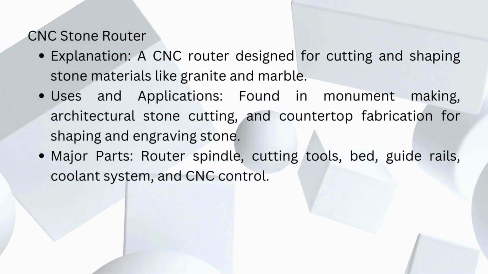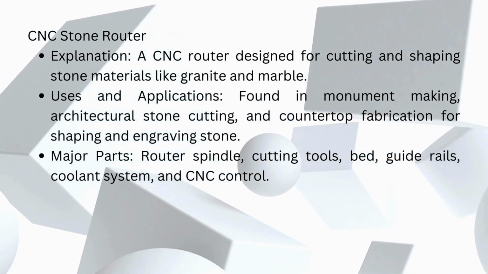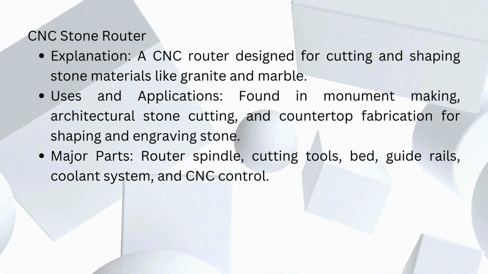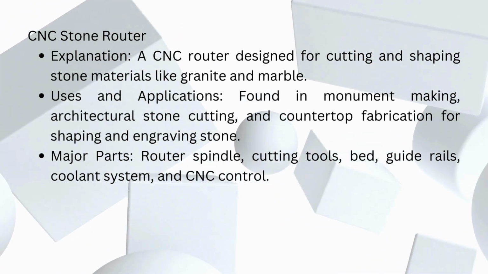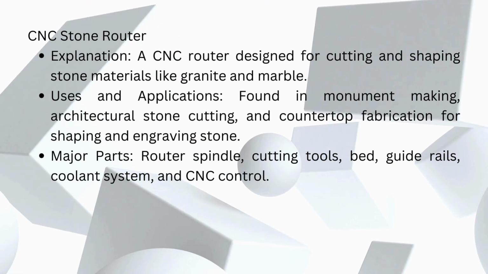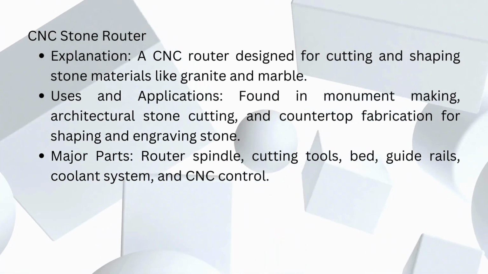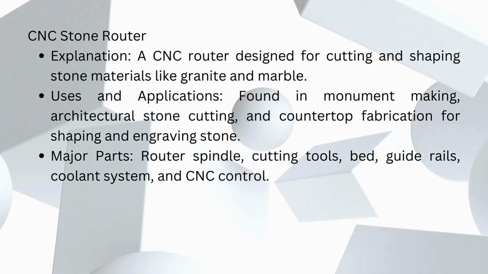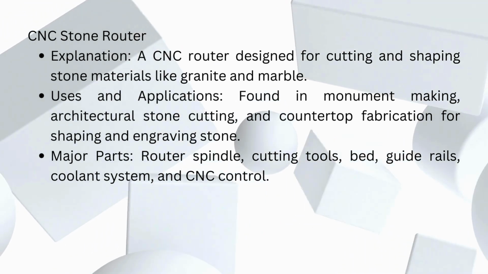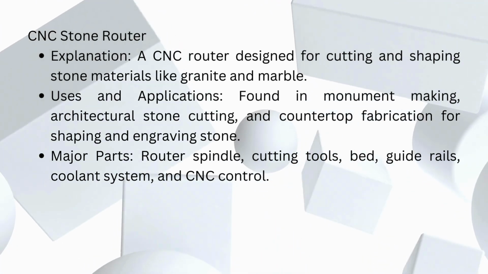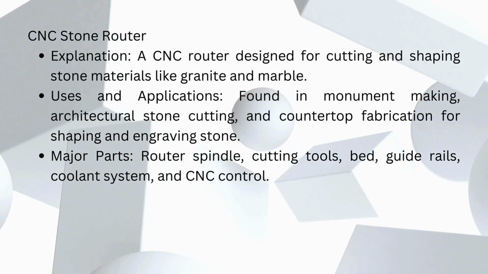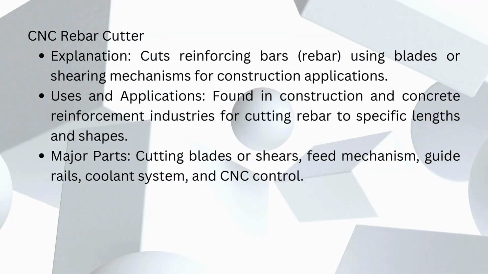CNC wire bender. Explanation: bends wire materials into shapes and profiles using programmable bending heads. Uses and applications: used in manufacturing of wire forms, springs, and metal components requiring precise bending and shaping. Major parts: bending heads, tooling, guide rails, feed mechanism, coolant system, and CNC control.